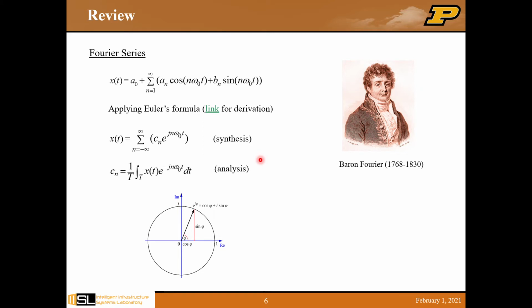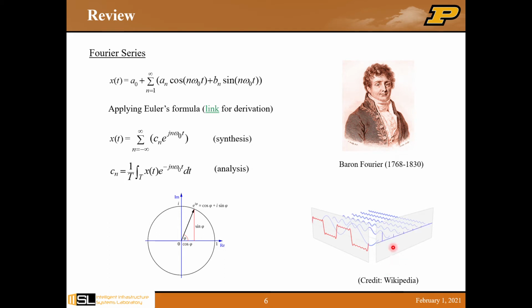We can also obtain Cn, the coefficient here, which is equal to 1 over T times the integral of x(t) times e to the minus j n omega 0 t dt. This is also called the analysis formula for the Fourier series. I will not go into detail about the derivation, but I share the link here. If you are interested, feel free to contact me or go through the link and try to understand that.